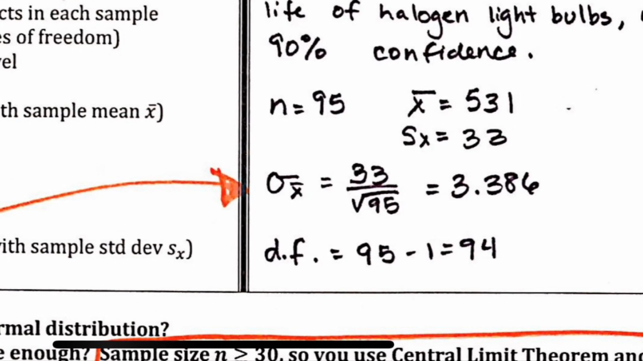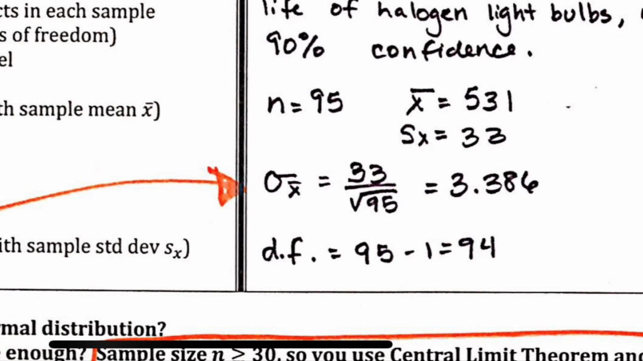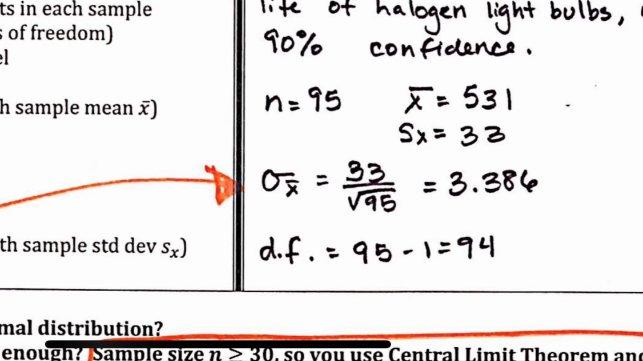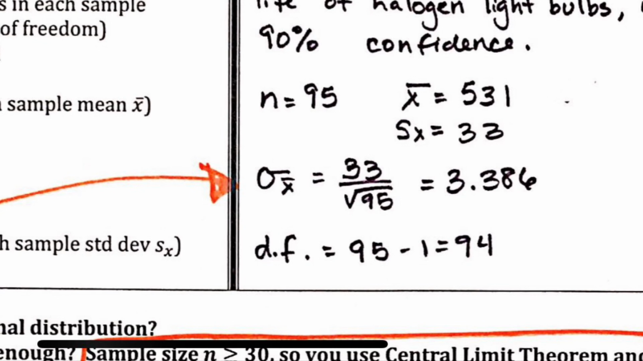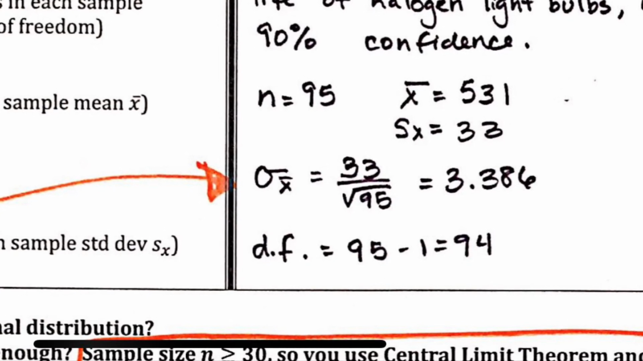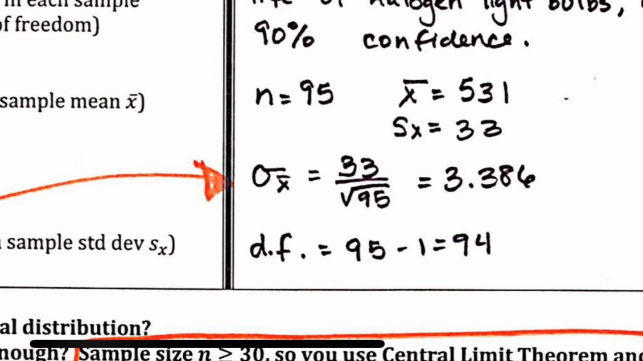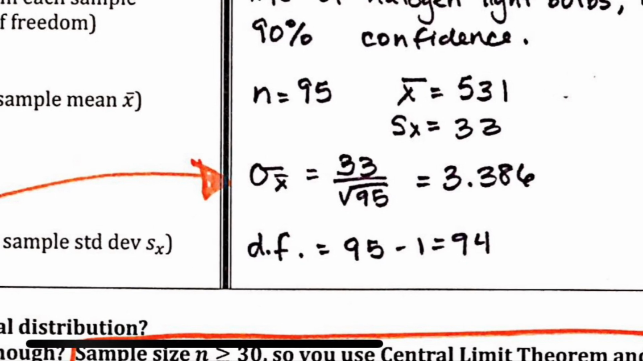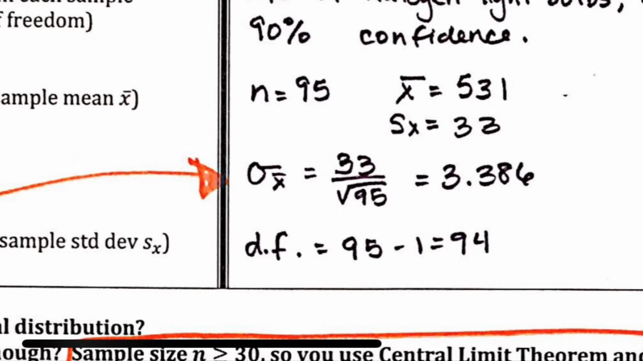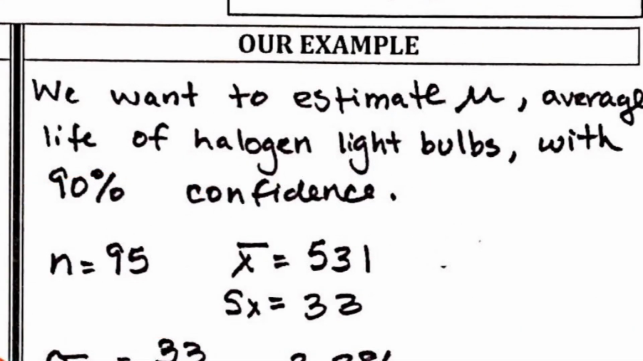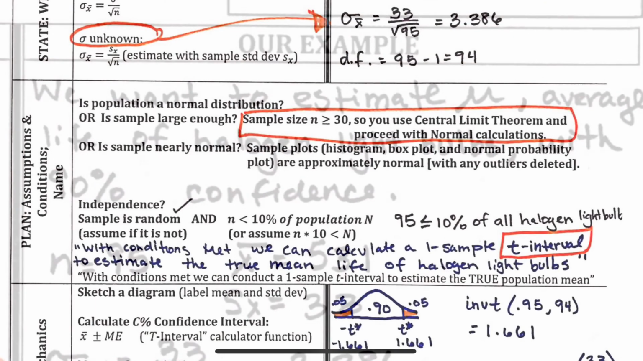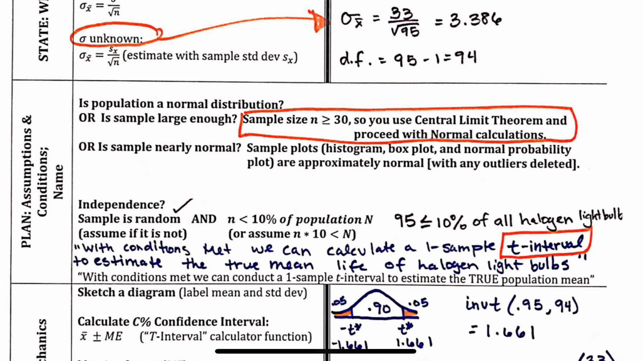So to use the t distribution, we calculate our degrees of freedom, which is based on our sample size, n minus 1. So n, 95, minus 1 equals a degrees of freedom of 94. This is all in our state. This is all the things we know when we want to estimate the mean, the average life of a halogen light bulb with a 90% confidence. All right, next we go on to the plan part.